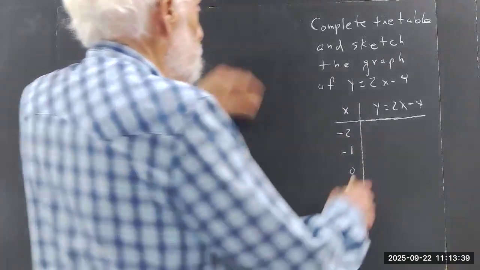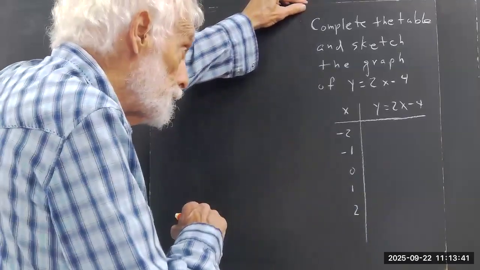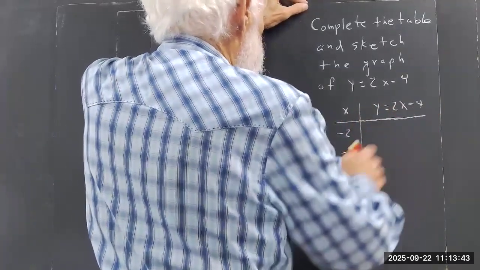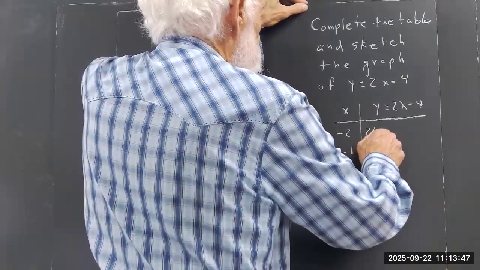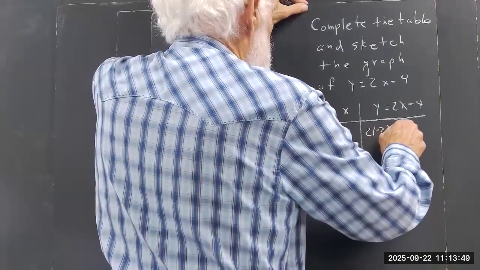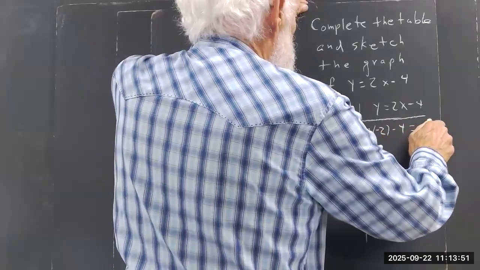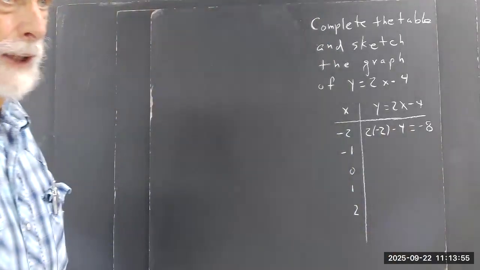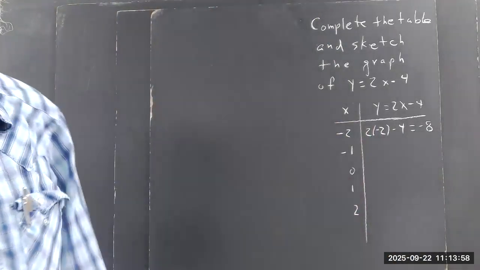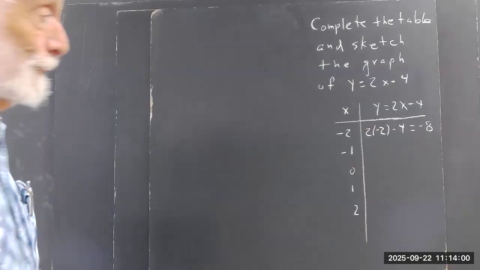So, I'm going to just do the calculations. y equals 2x minus 4. So if x is negative 2, y is 2 times negative 2 minus 4. And if you do the arithmetic, which everybody did correctly, I think, saw a lot of negative eights there. Okay.